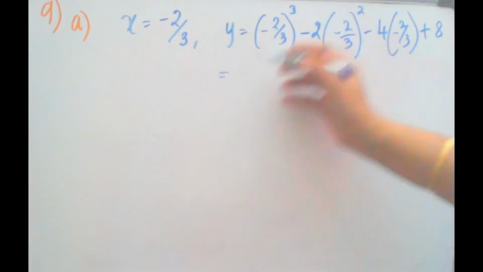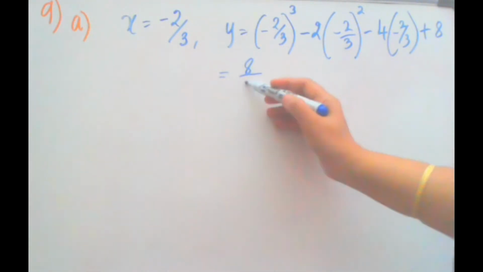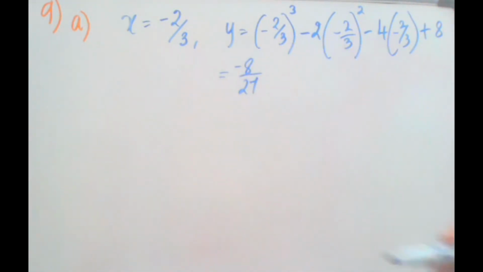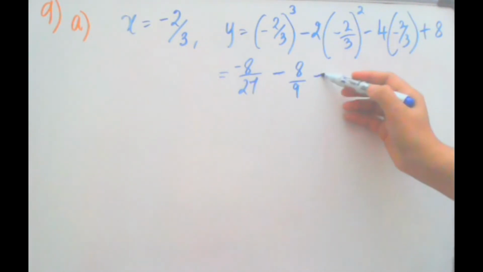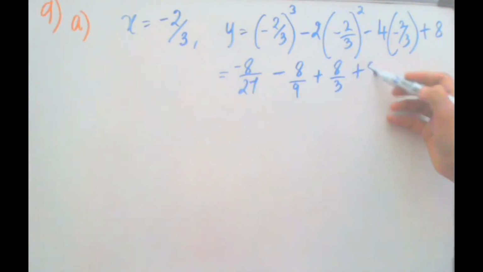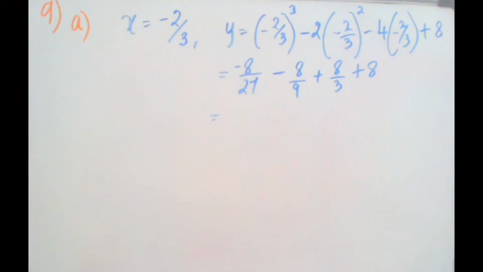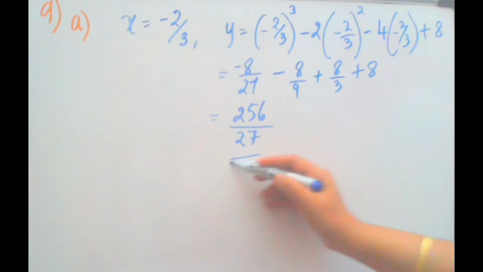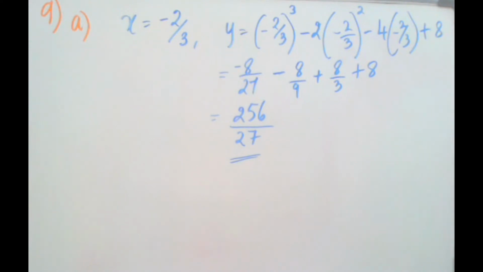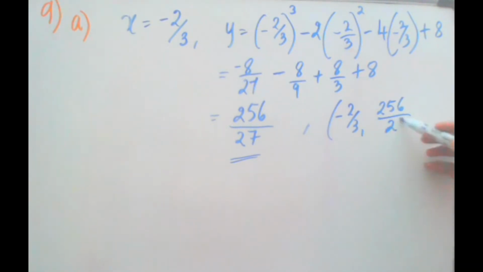Okay, so it is negative 8 over 27, minus 8 divided by 9, plus 8 divided by 3, plus 8. So you can use the calculator to simplify. We will see that this simplifies to 256 over 27. A little weird value, I agree, yes. So therefore the second coordinate is minus 2 over 3 comma 256 over 27.